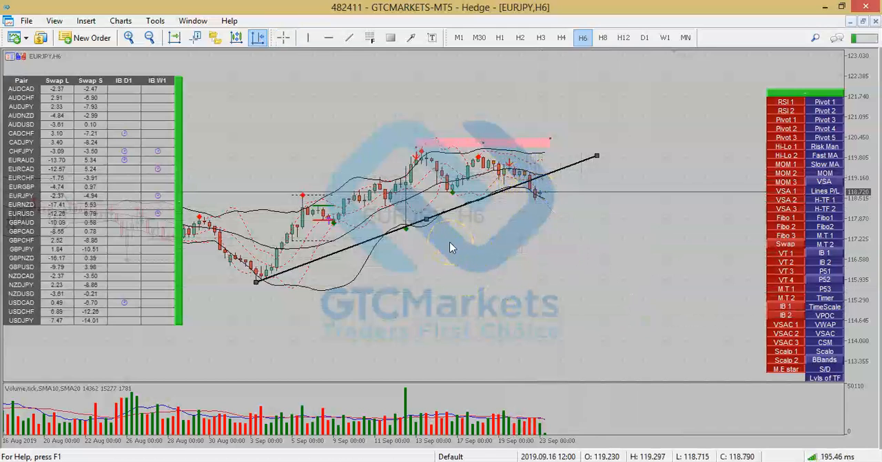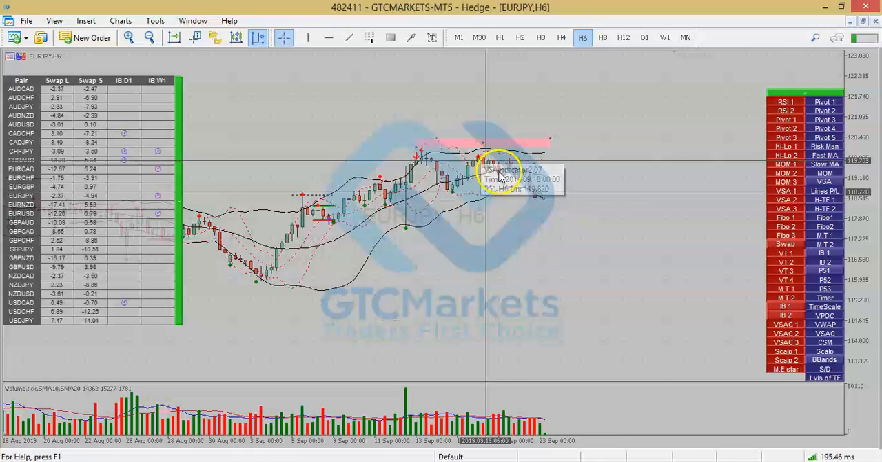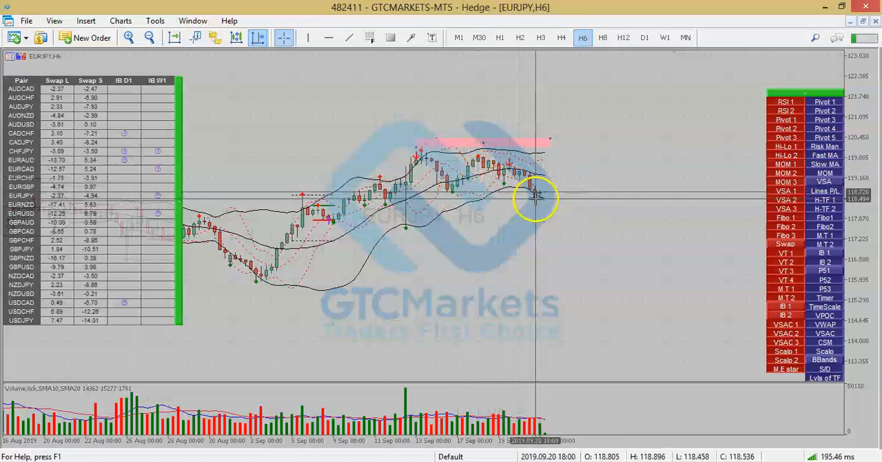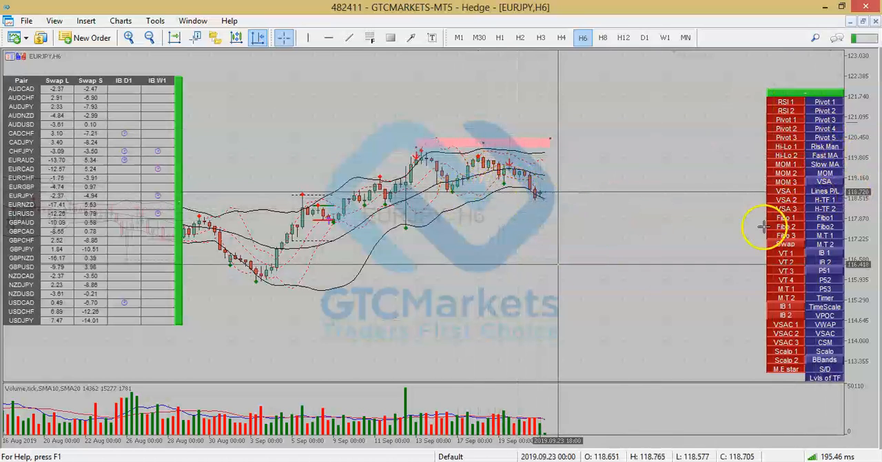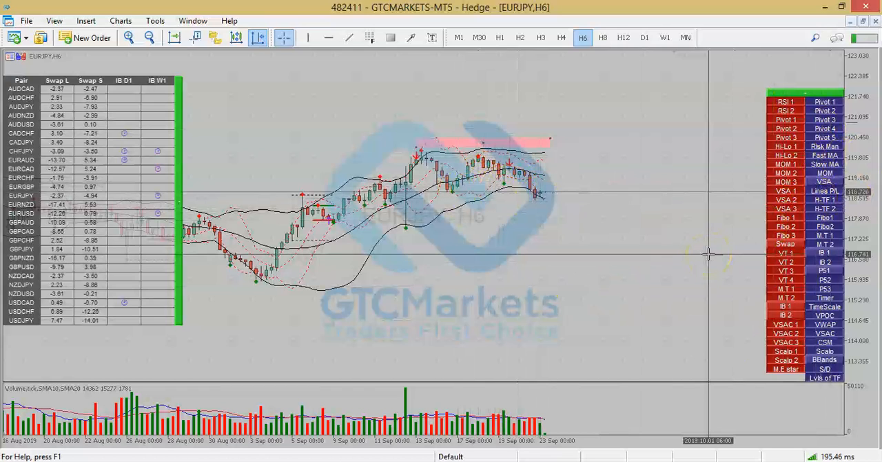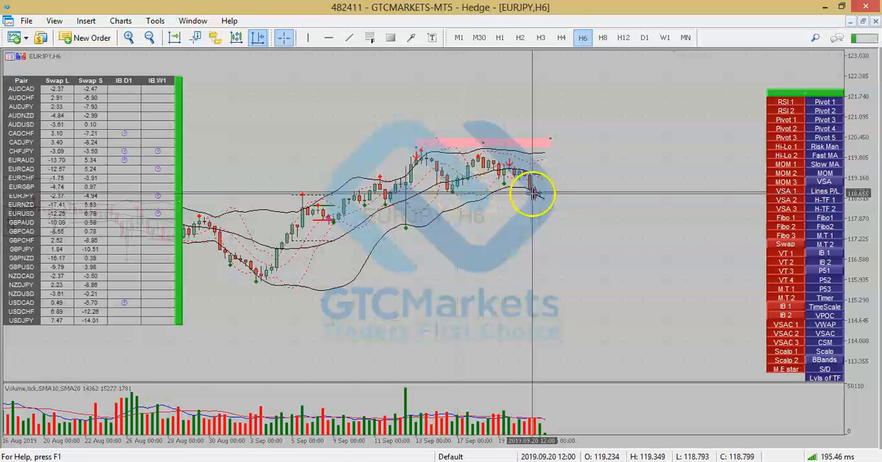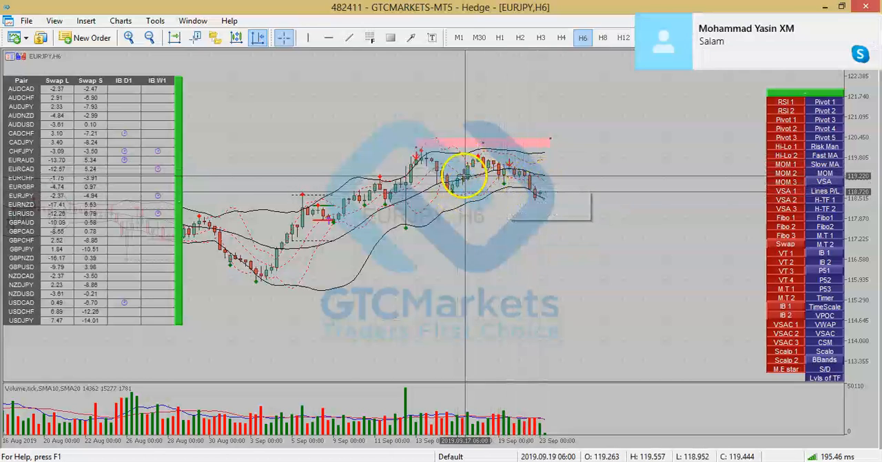Question arises, shall we enter now? I would request you guys to enter once you can see a series of lower highs and lower lows. Now you have a series of lower highs, but you don't have a lower low. Once you get a lower low over here, you can take this indicator from us. It's free of cost to all of our live account holders, and if we have a series of lower lows, then we can assume that the trend is towards the downward. Okay, so this was for now.